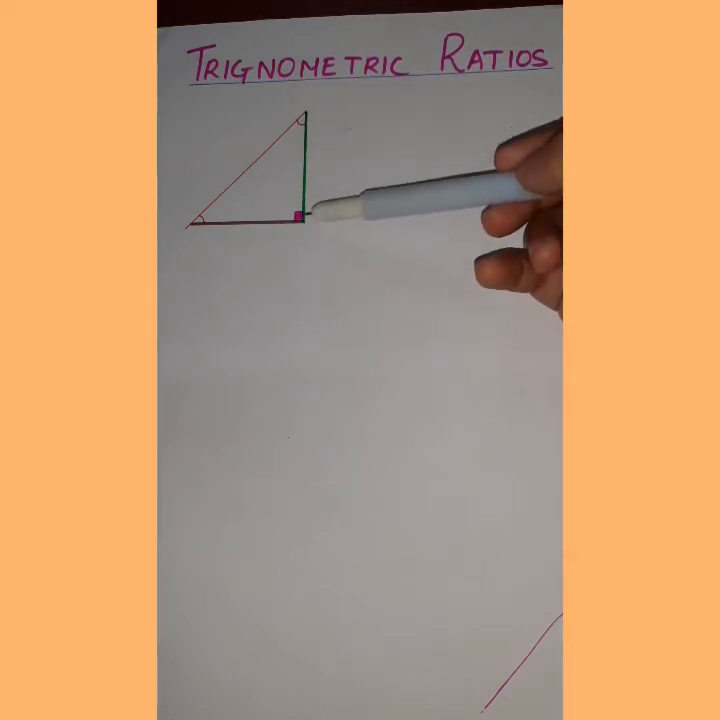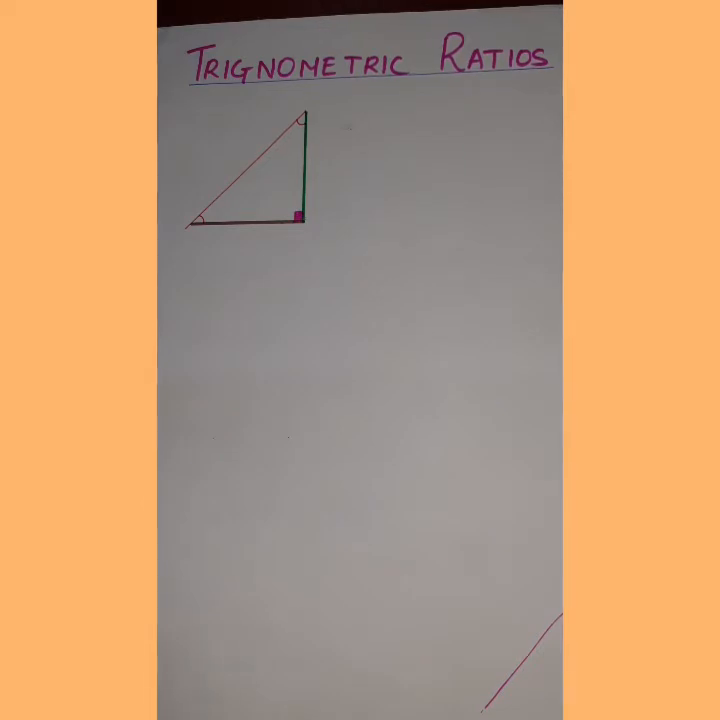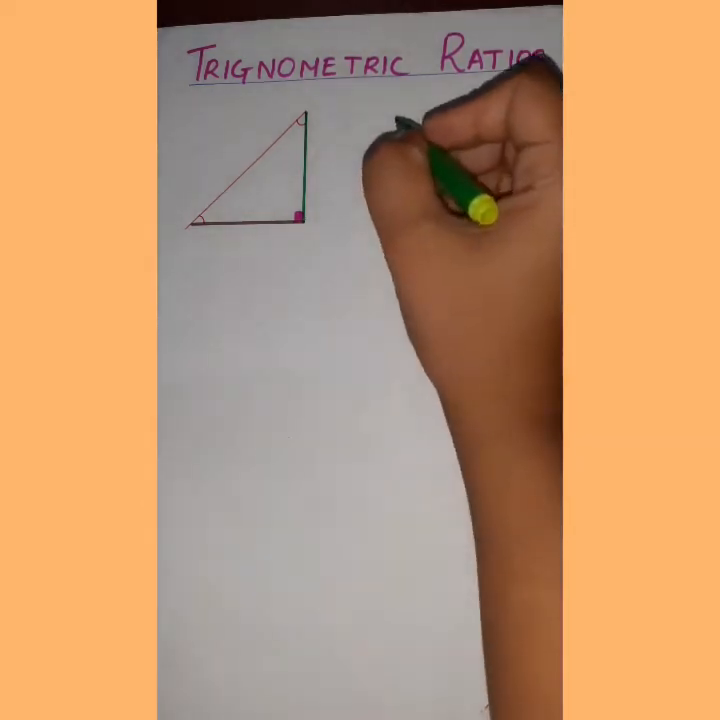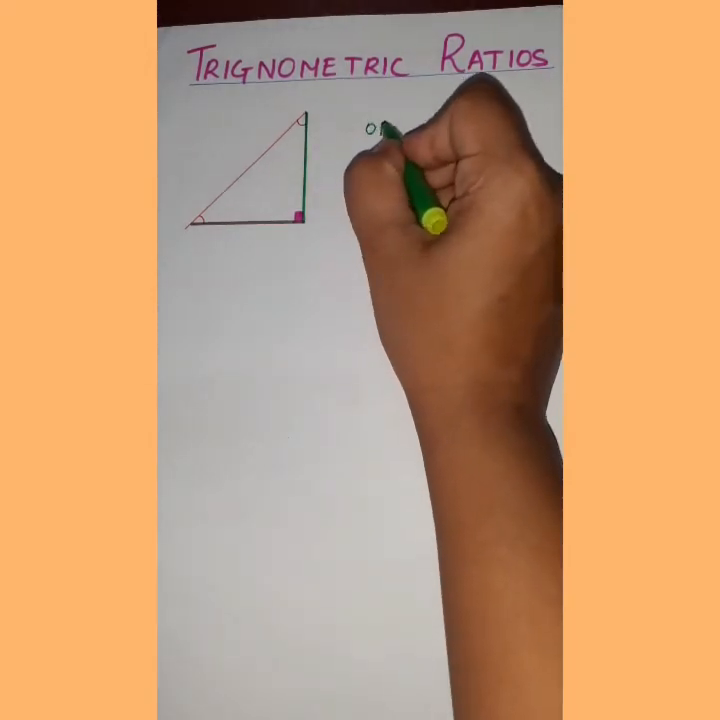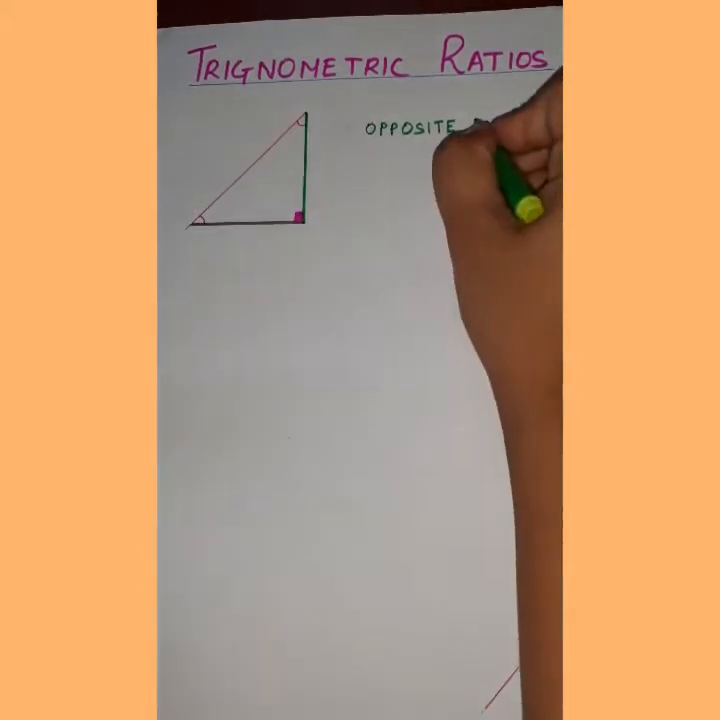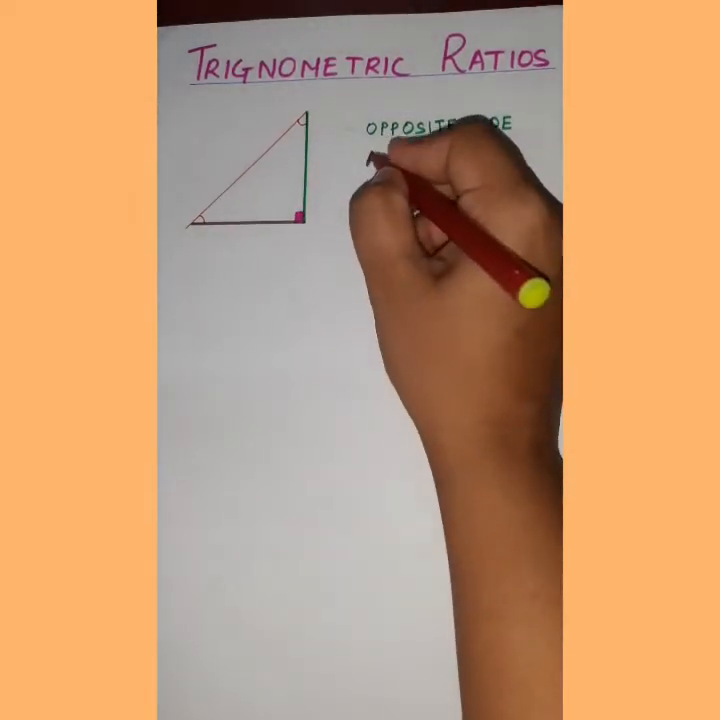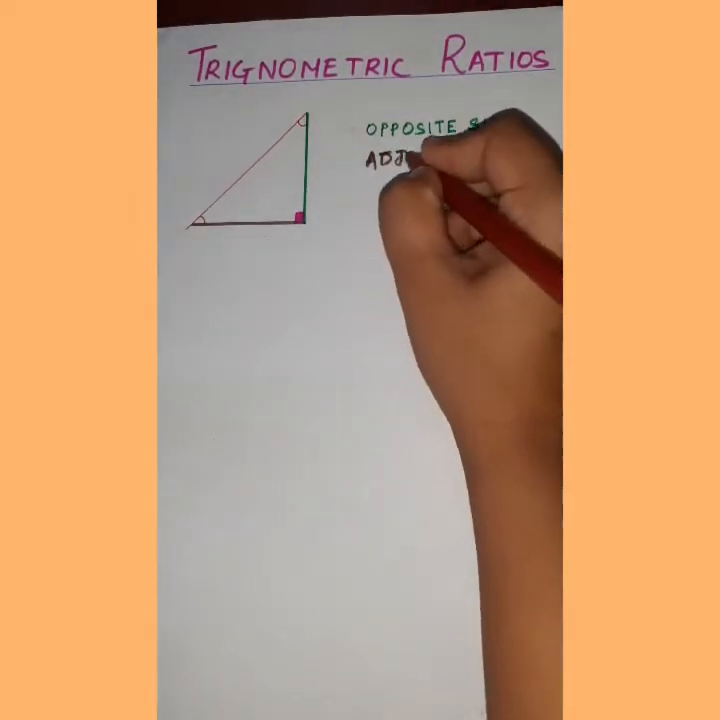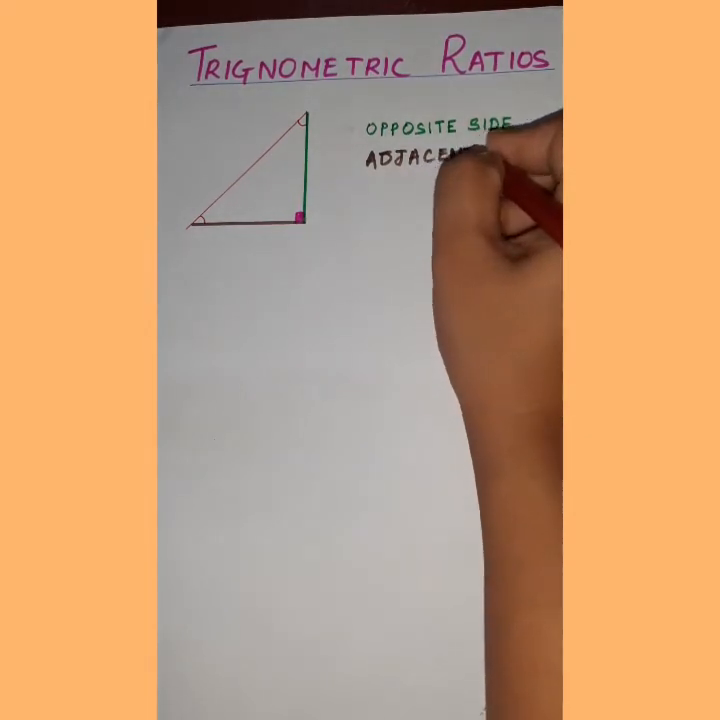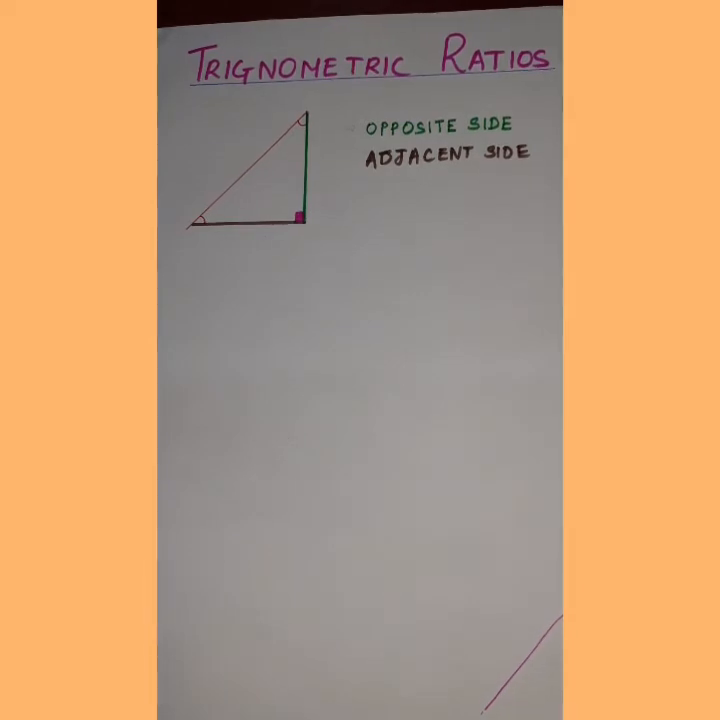So the green line is known as the opposite, this is known as the adjacent, and this is known as the hypotenuse. Let me write this for you all. I am writing according to the color code. Green is opposite, brown adjacent side, and red hypotenuse of this right angle triangle.